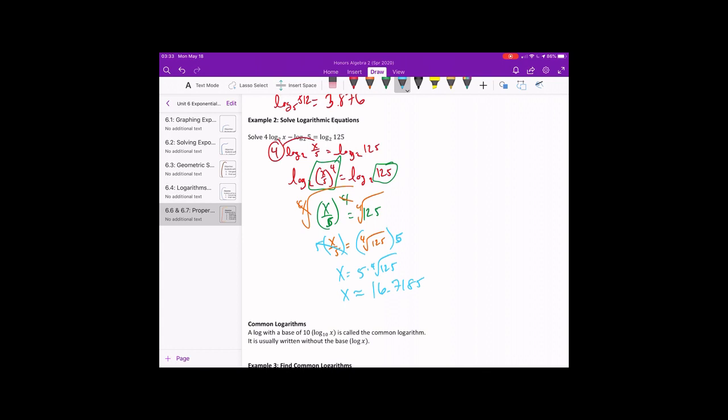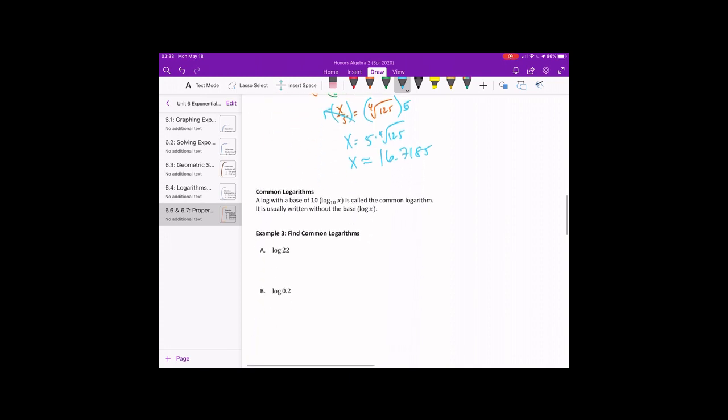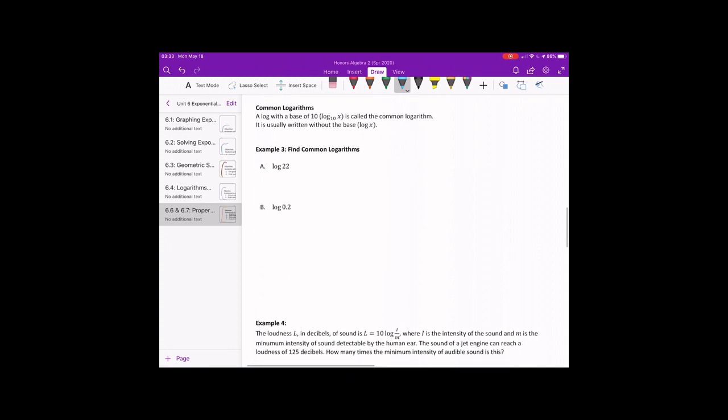All right, so let's talk about common logs. A common log is a log with base 10, so log base 10 of x is called the common log, and it's generally written without the base. Now, if you go on your calculator, you're going to see a log button. That is the common log. It is log base 10. And so when you go on your calculators and you type log of 22, you're literally doing log base 10 of 22. You just don't have to type the 10. And so let's look at that here.